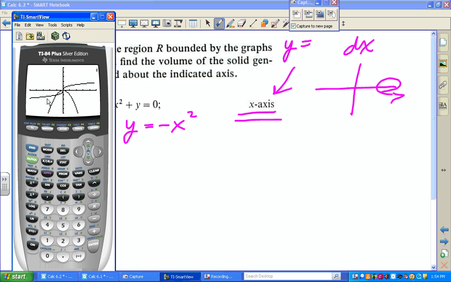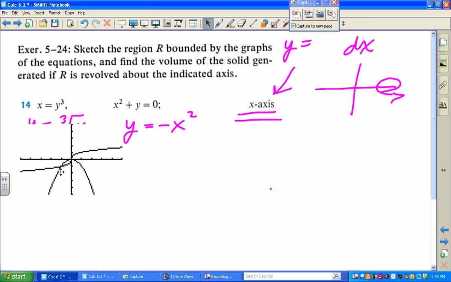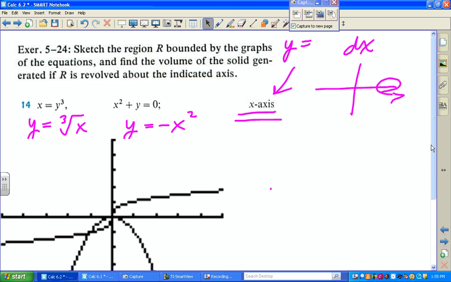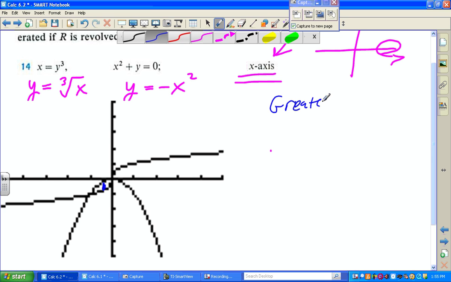So it looks like the region is right there. The problem is, when we set this integral up, we're not going all the way to the x-axis. So we're going to subtract. Whenever you have this situation, you have to subtract the greater volume. You subtract from that the lesser volume.